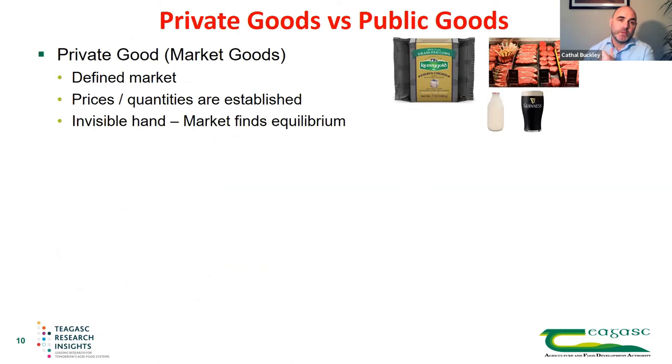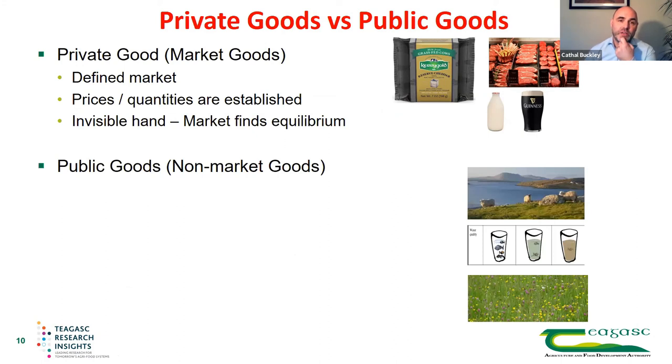So, those market and non-market goods: the framework we can use to describe these is private and public goods. Your private or market goods are defined by there being a defined market, and prices and quantities are established, and you have your Adam Smith invisible hand, where the market finds its equilibrium. Some of the goods we're talking about here on the right-hand side have definitive markets, and we know what consumers are willing to pay, or not willing to pay, for these goods.